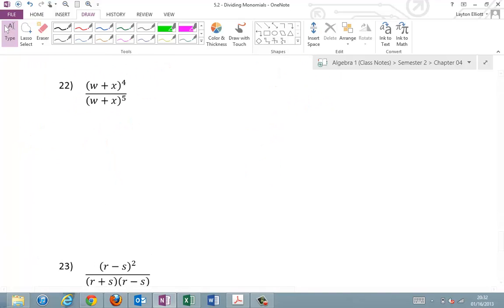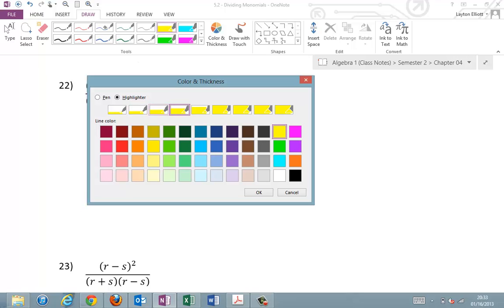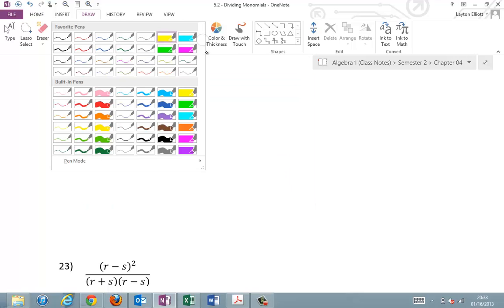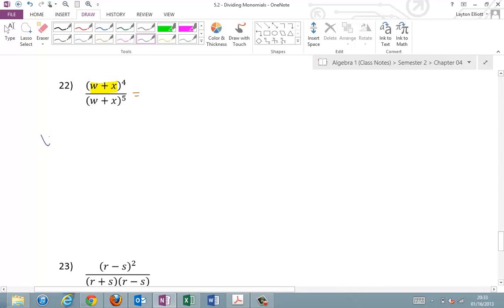Okay, these get a little bit more complicated now. Our base is w plus x. So all I'm going to do is, you cannot distribute that and make it w to the 4th plus x to the 4th. The w plus x is your base. That won't change. What I have to do is treat this like it's the same thing as x to the 4th over x to the 5th. That would just be 1 over x. So this is 1 over w plus x, because w plus x is the group. The 5 and the 4 subtracted, that's it.